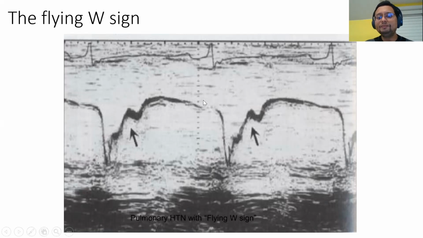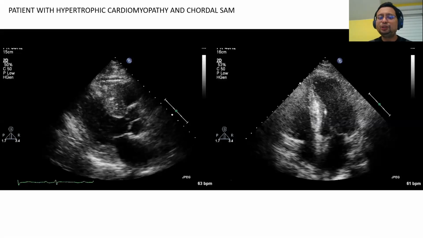In pulmonary hypertension, you don't see any contribution of right atrial contraction to the movement of the pulmonary valve, because the pulmonary pressure is so far higher than the right atrial pressure. All right, so I just wanted to show you how we measure.